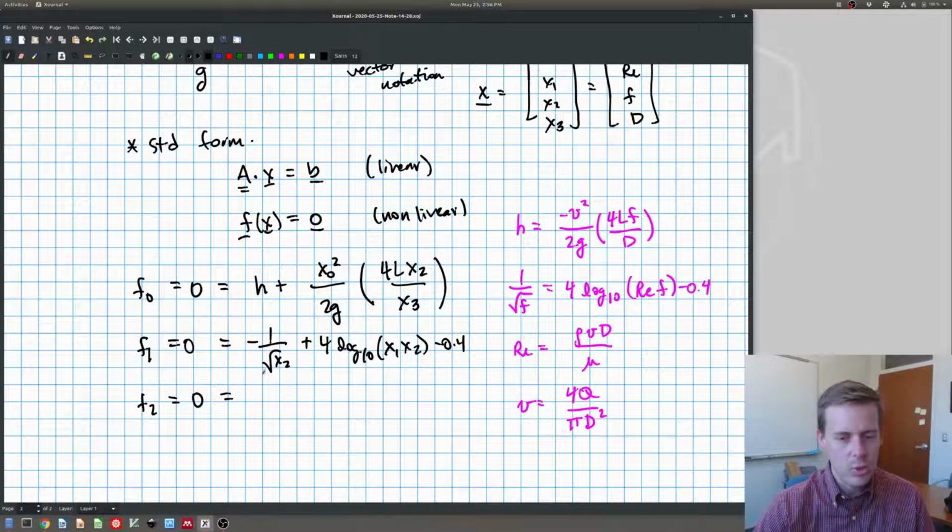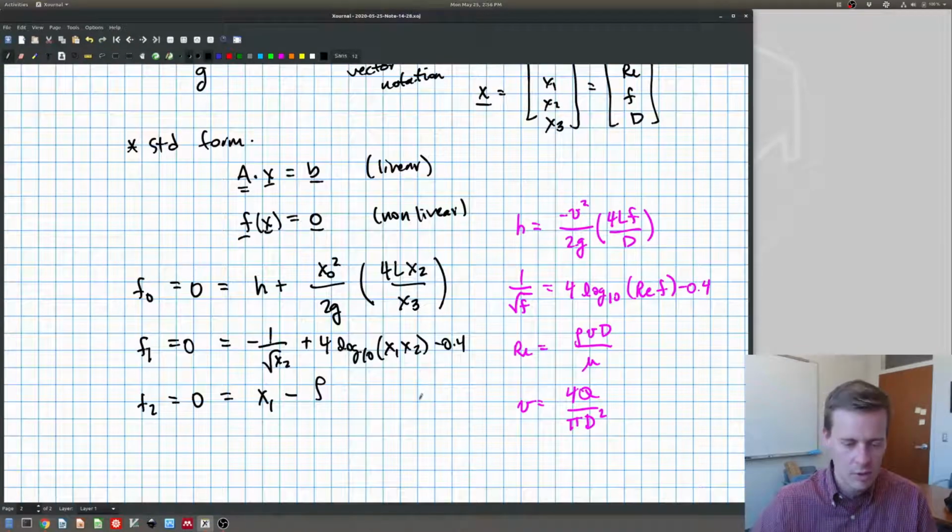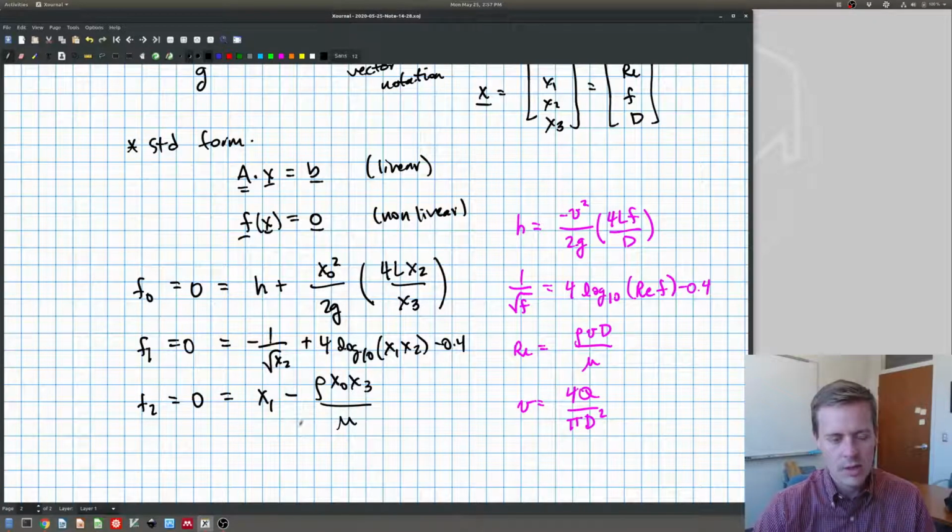So it's sort of a good point to check that. F2 here is this Reynolds number equation. The Reynolds number I call x1, so x1 minus rho v, which is just off my screen up here to the top, which is x0. D is x3, and divided by mu. So again, right there, I've got that piece. F3 is my last one, equals 0.